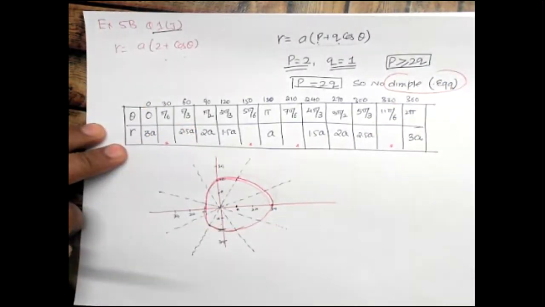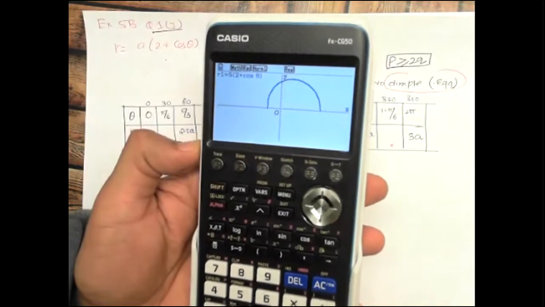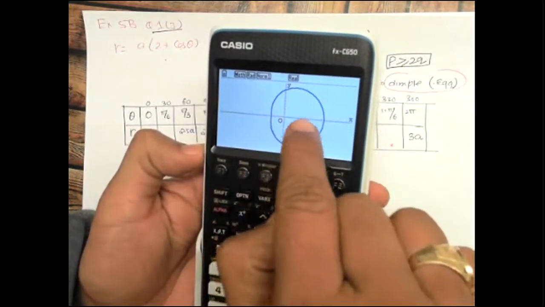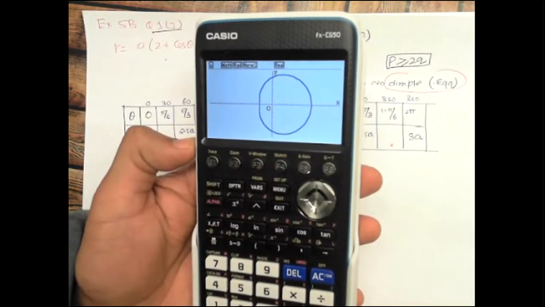You can verify this with your graphical calculator as well. Let's see if that works. There you go, and that's the graph. You can always see it's a little egg-shaped curve. There's no dimple there, right? So you can always check that with your graphical calculator.